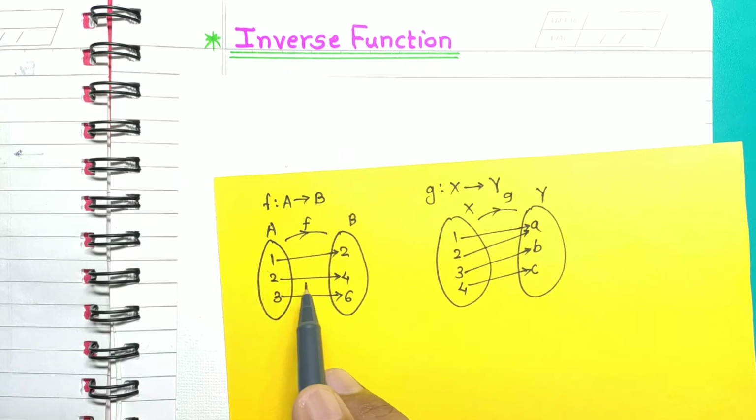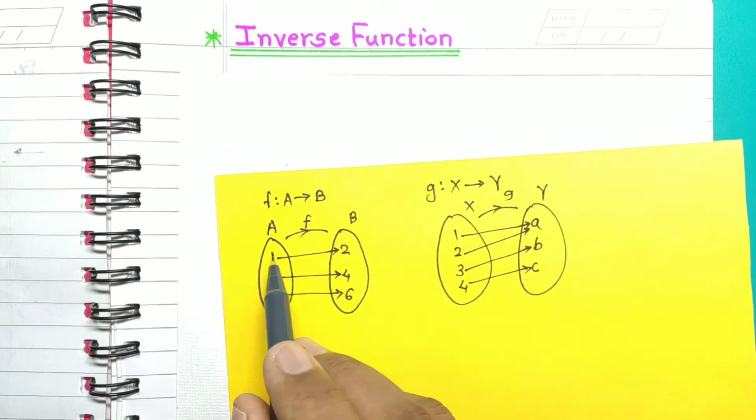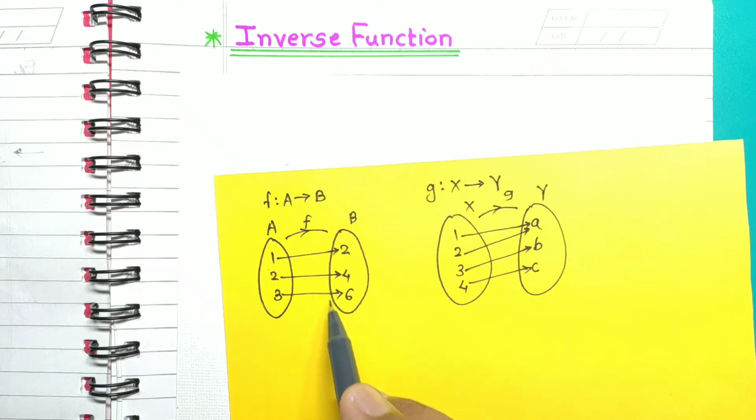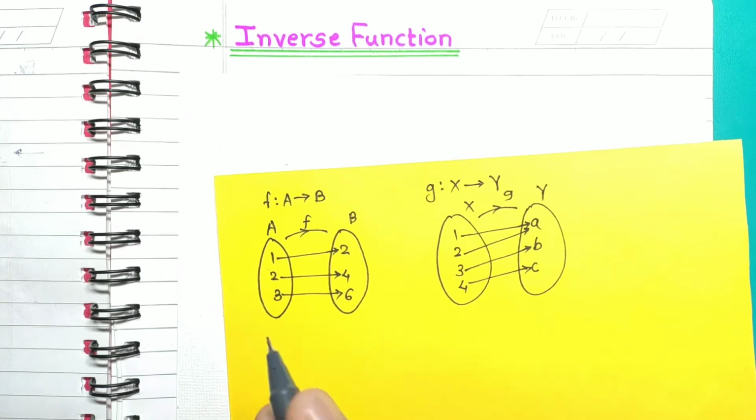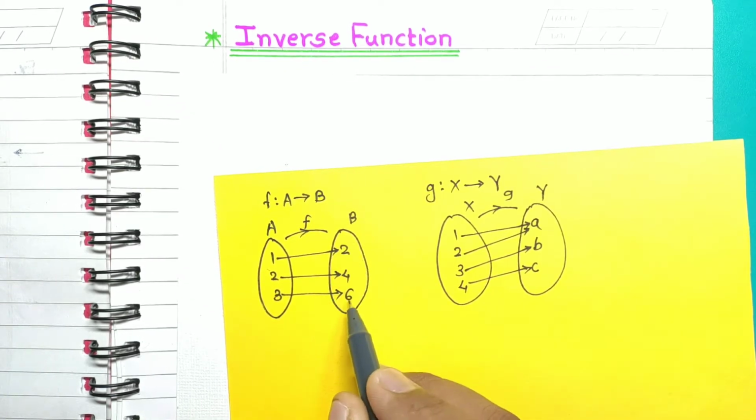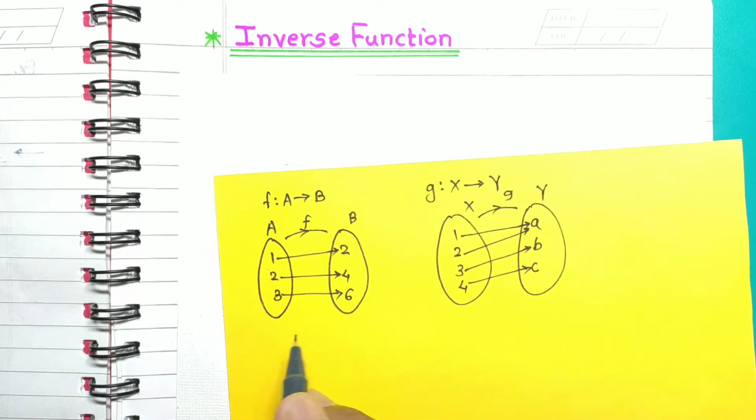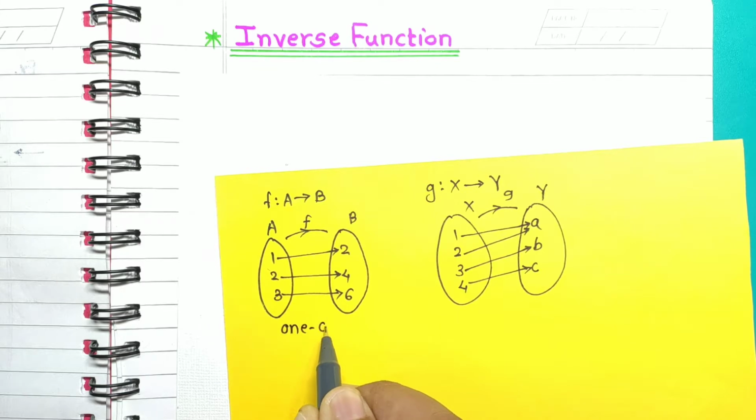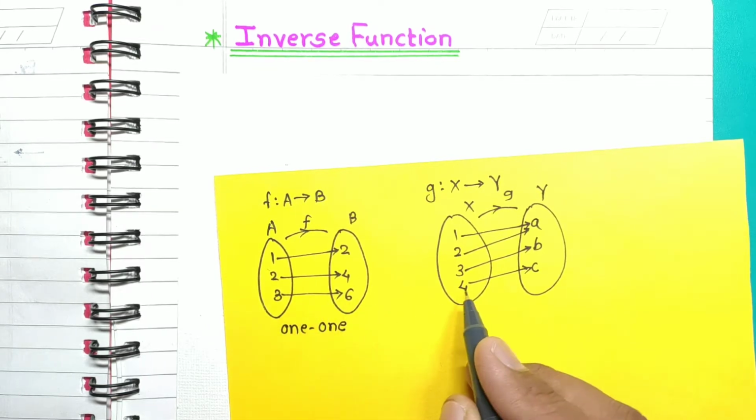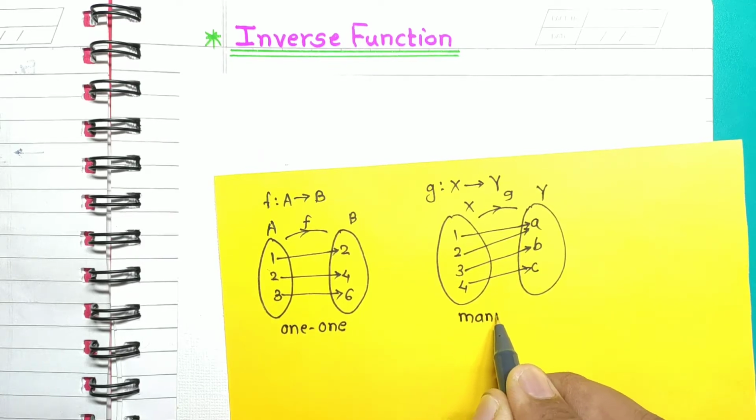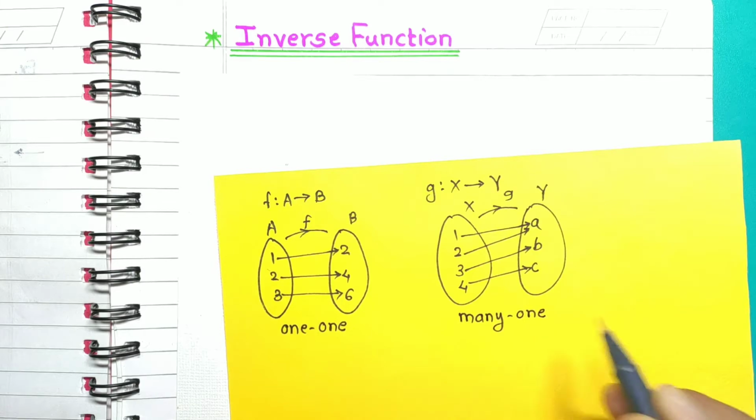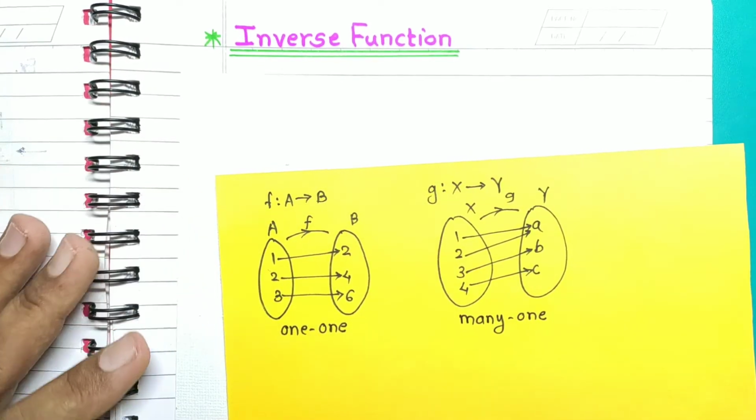See here, different elements in the domain are related to distinct elements in the codomain. So such type of functions are called one-one functions. And if it is not like this, then such a function is called a many to one function. Okay, so let's see the definition.